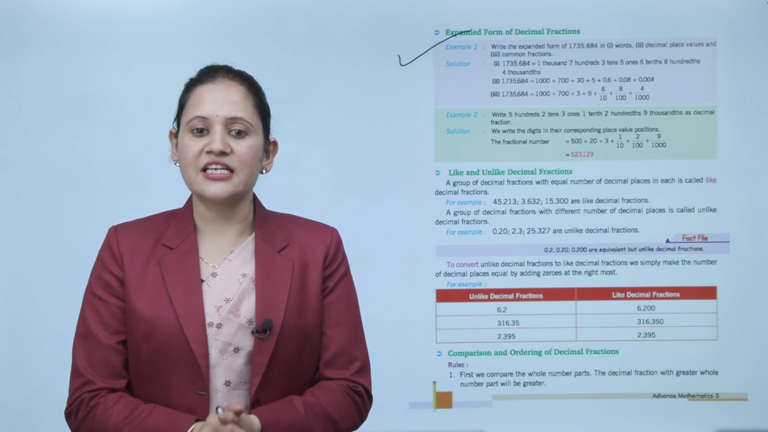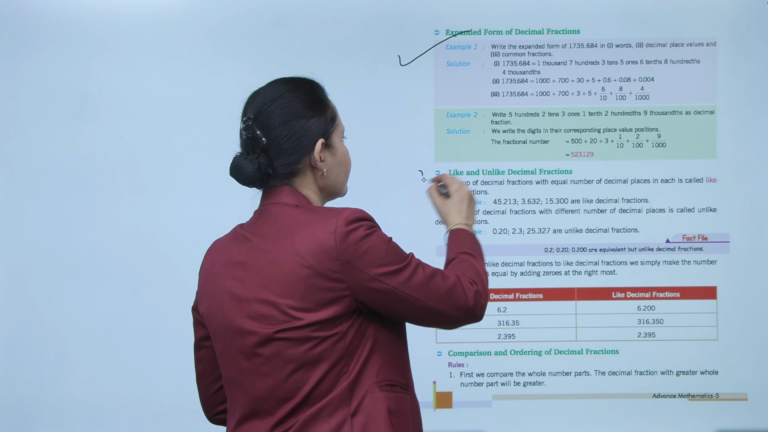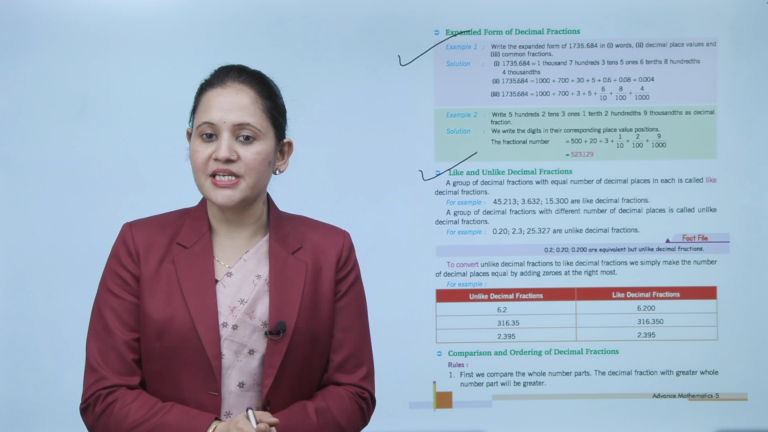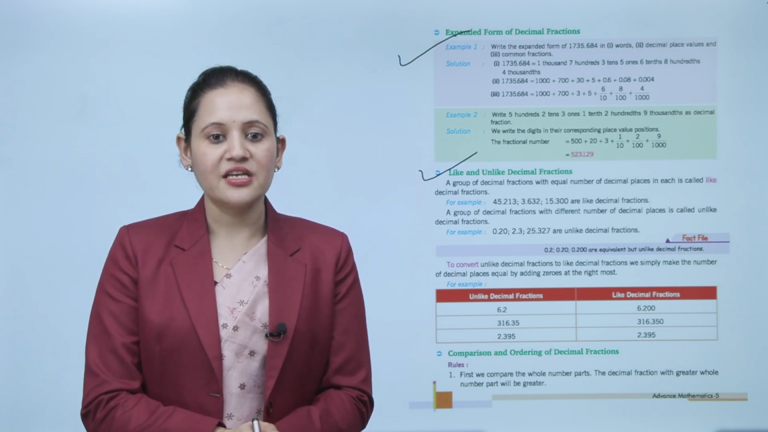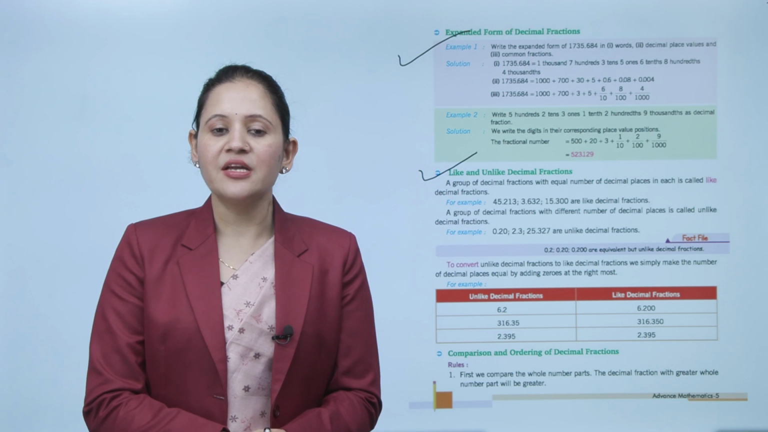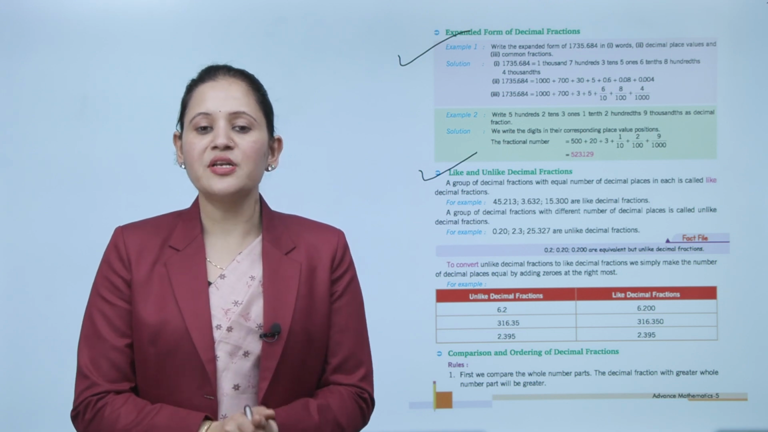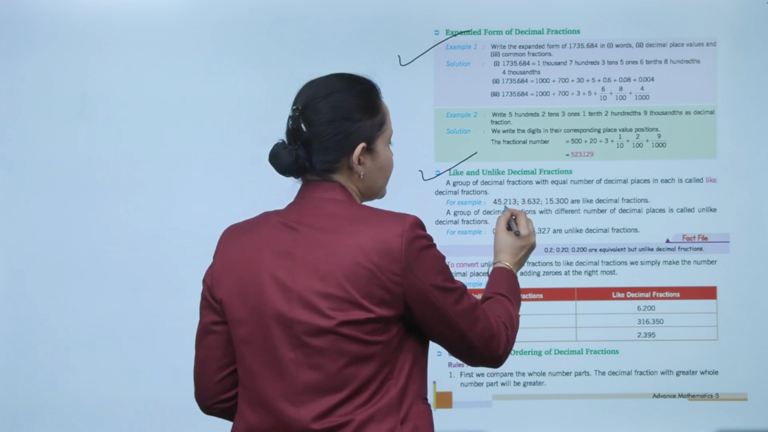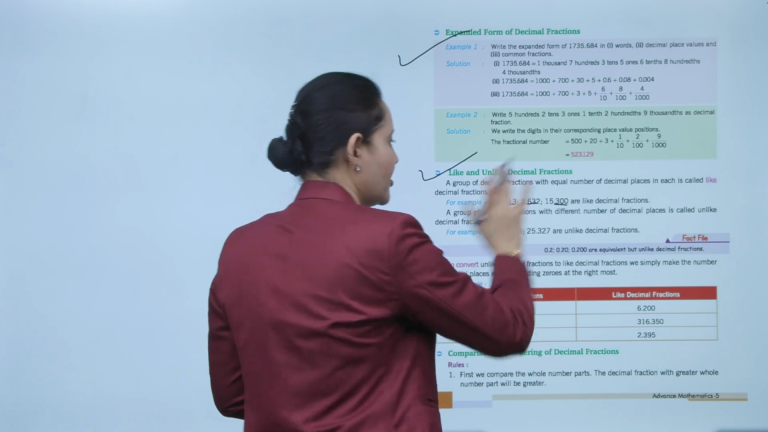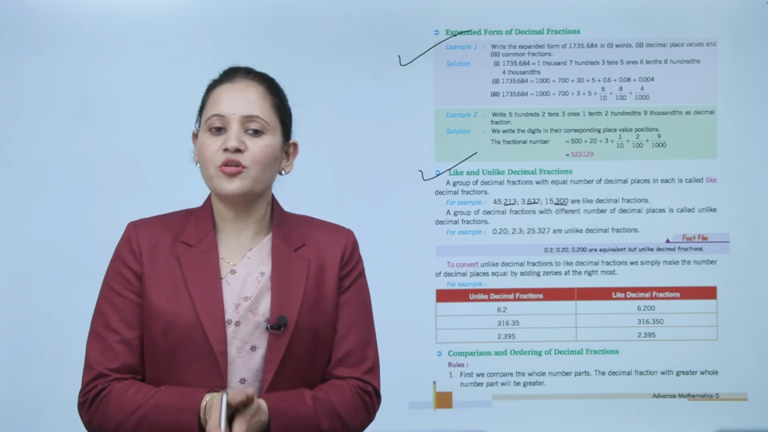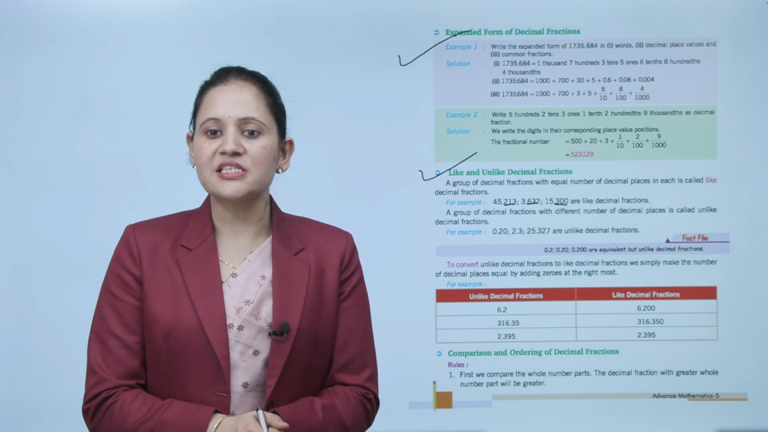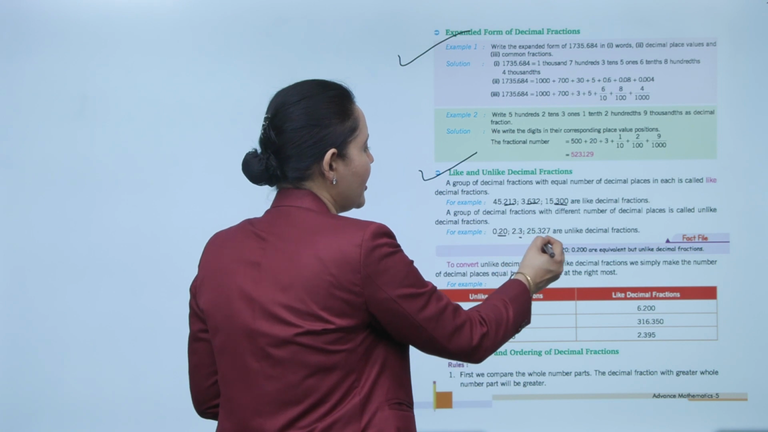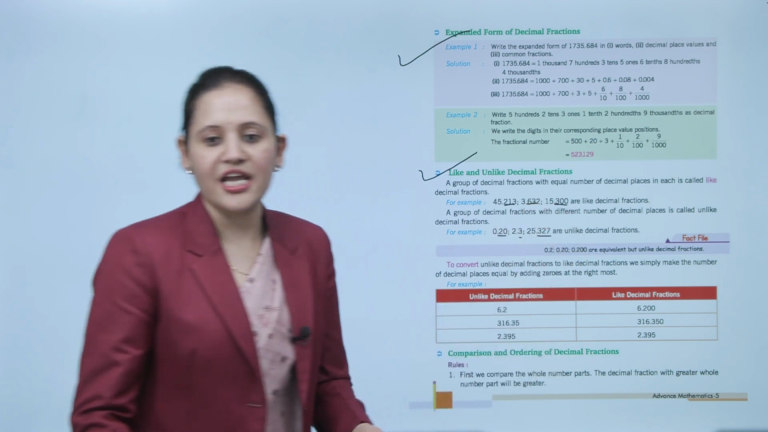Next is like and unlike decimal fractions. A group of decimal fractions with an equal number of decimal places in each is called like decimal fractions. Like 45.213, 3.632, 15.300 are like decimal fractions. After the decimal, 3 digits, 3 digits, 3 digits. So they are like fractions. A group of decimal fractions with a different number of decimal places is called unlike fractions. Like here, 0.20 has 2 digits after the decimal, here 1 and here 3. So they are unlike fractions.